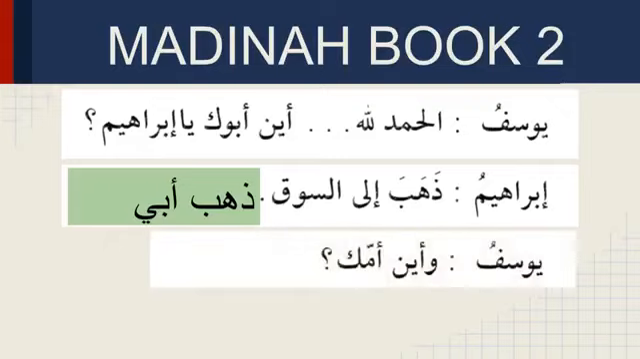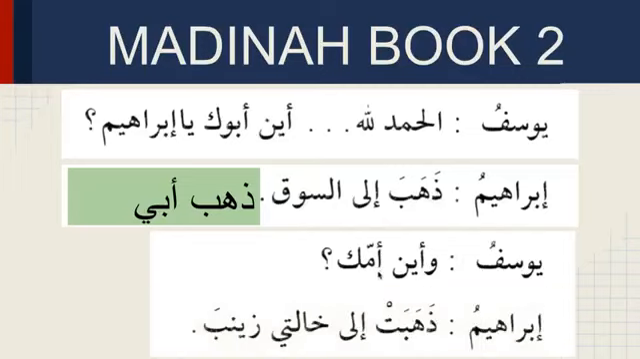So then Yusuf says, wa aina ummuka. See, wa aina ummuka. So where is your mother? So mother is feminine here. So what type of verb do we have to use? You use the feminine verb. So feminine here is dhahabat. So it says dhahabat ila khalati.